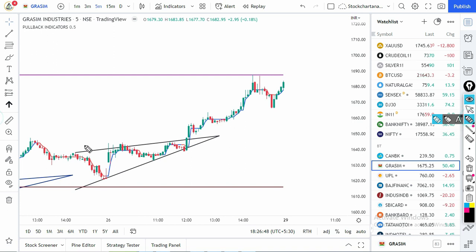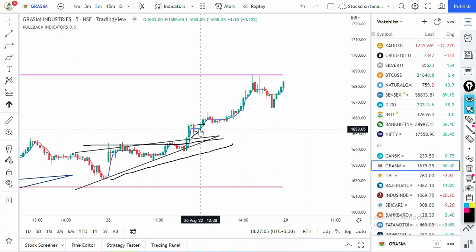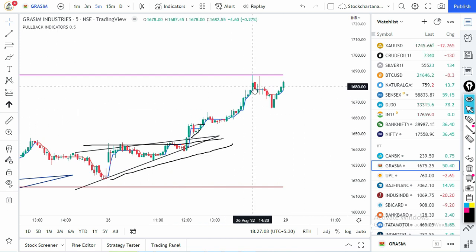This is Grasim. There was a triangle breakout. Whenever a triangle pattern is created, the indicator will automatically plot a triangle pattern for you. And there was an upside breakout, and this is where you need to enter. And look at Grasim. From 1655 the price touched 1687. Not only that, the price respects the supply zone also. After touching the supply zone, Grasim came down here and then again it went up and the market closed. So price most of the time respects the demand and supply zone.